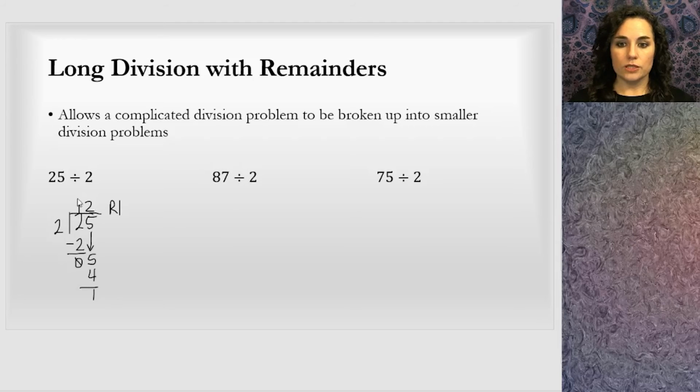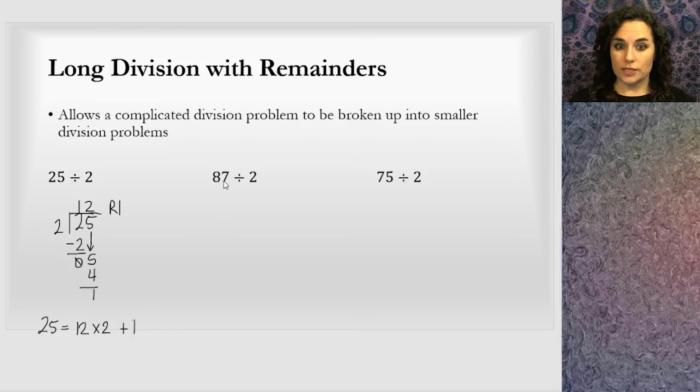The quotient is 12, and the remainder is 1. So I can write 25 like this. 25 equals 12 times 2 plus 1. 1 is the remainder, 2 is the divisor, 12 is the quotient.